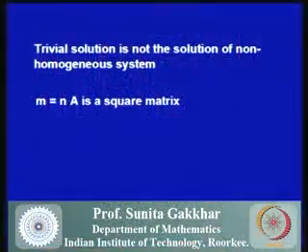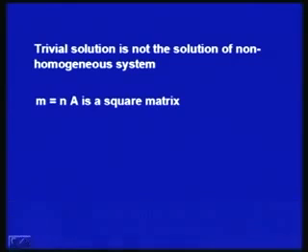Now the trivial solution is not a solution of a non-homogeneous system. This is obvious because the non-homogeneous system will have at least one equation having a non-zero entry on the right hand side. So that particular equation will not be satisfied by the trivial solution. Now for a non-homogeneous system we may have no solution also. So now we will consider a special case where the number of unknowns and the number of equations are equal. So in that case, the coefficient matrix will become a square matrix.